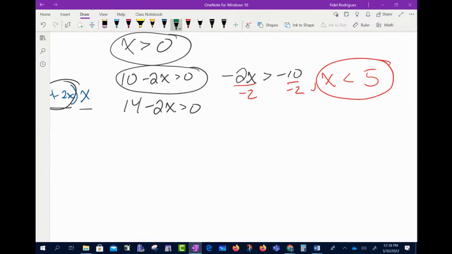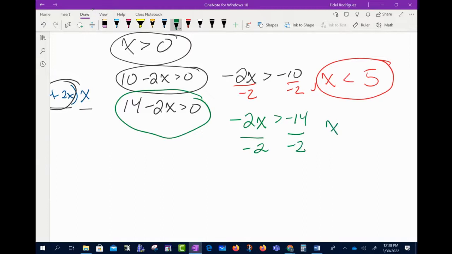Let's do the same thing for this one right here. So yeah, we're going to keep going here. Let's do this one, and then we'll talk about that in a second. So when I move the 14 over, it becomes a negative 14, right? We're going to go ahead and divide both sides by negative 2, and I'm going to come up with x is smaller than what number? 7, right?